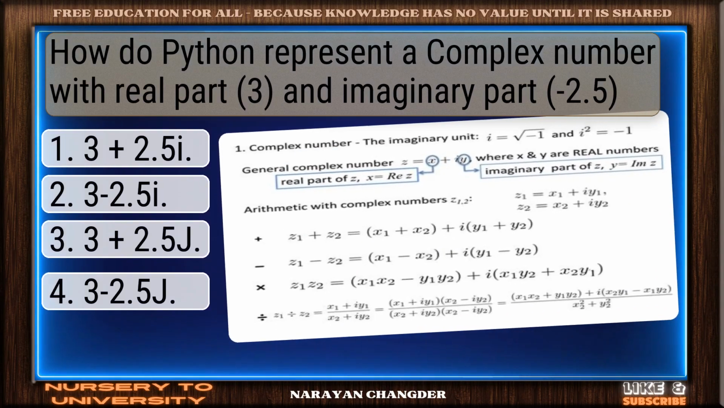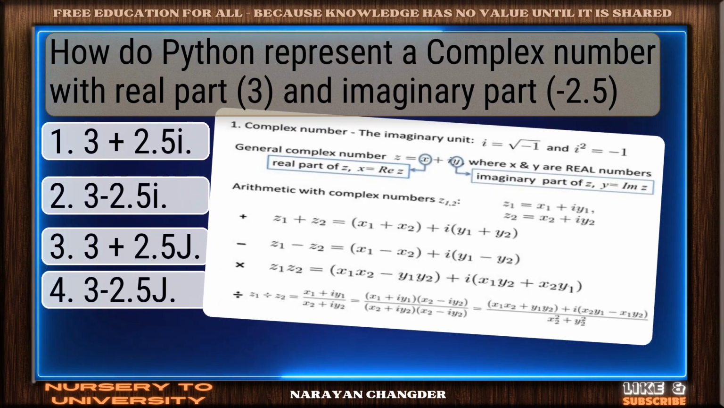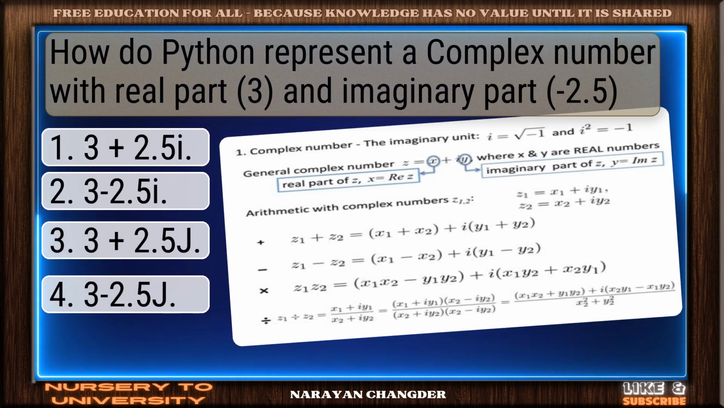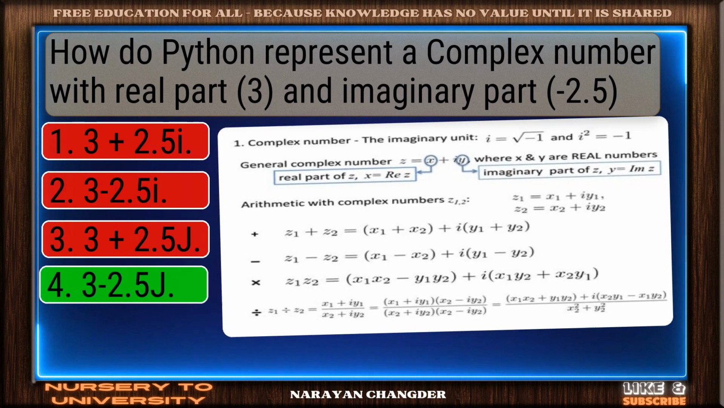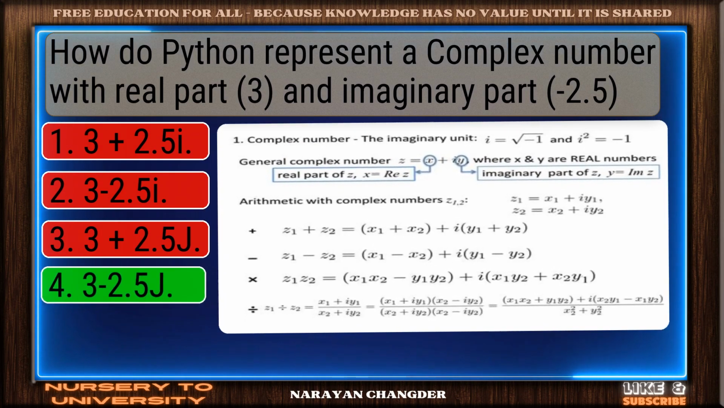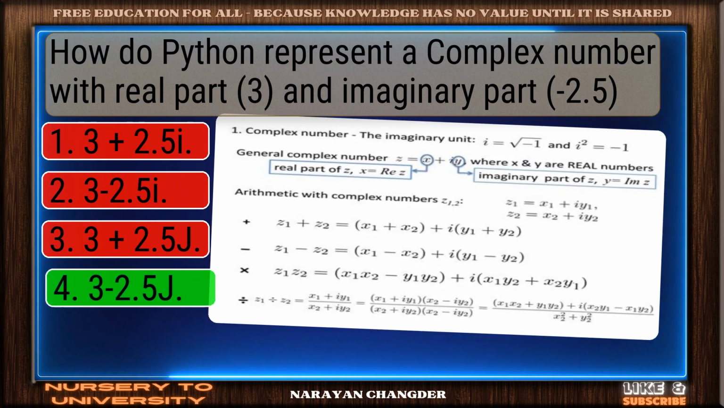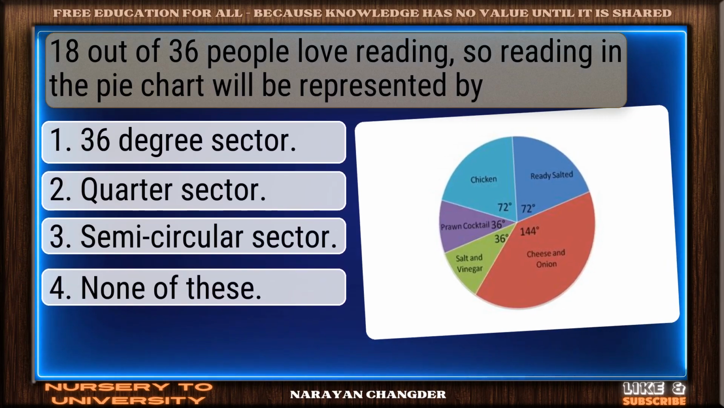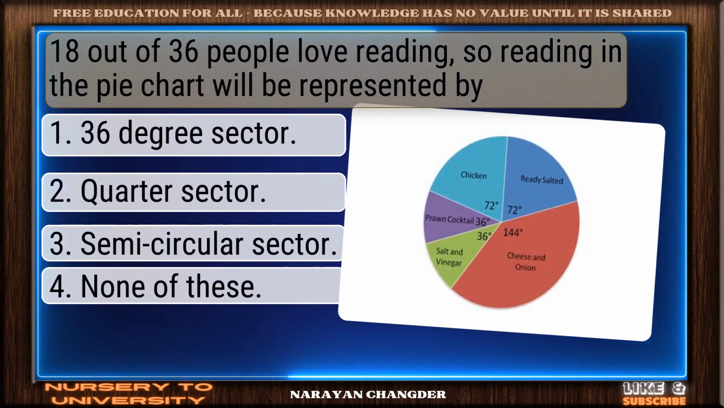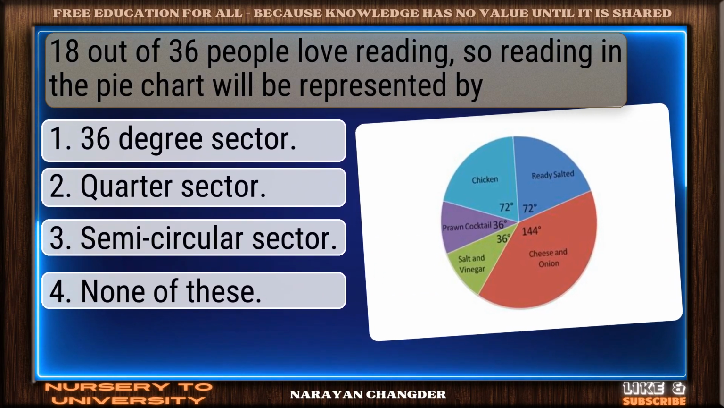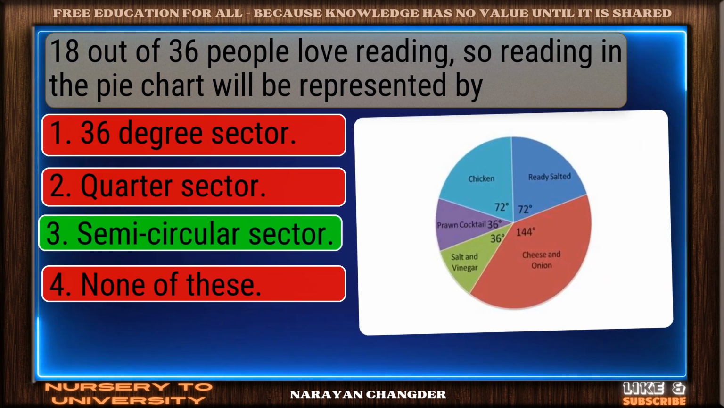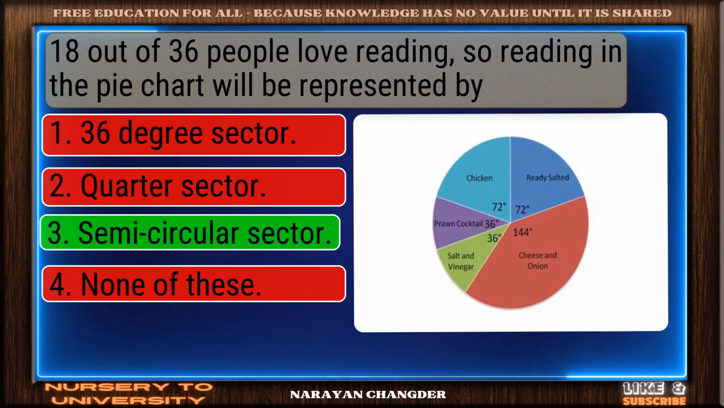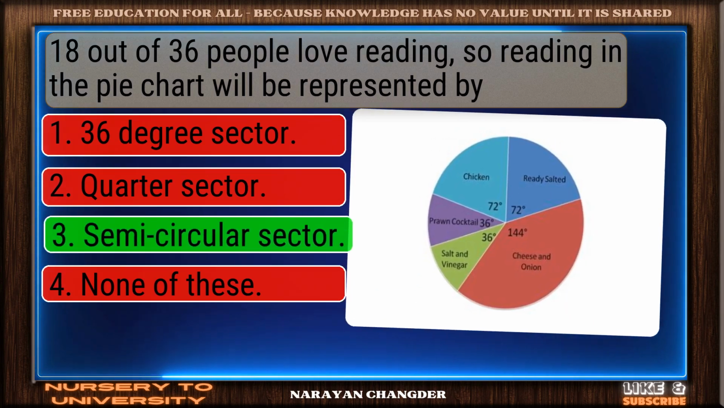Question number 32. How do Python represent a complex number with real part and imaginary part? Smart pick. 3+5j is the correct choice. Question number 33. 18 out of 36 people love reading, so reading in the pie chart will be represented by... Well picked. Semicircular sector is the correct answer.